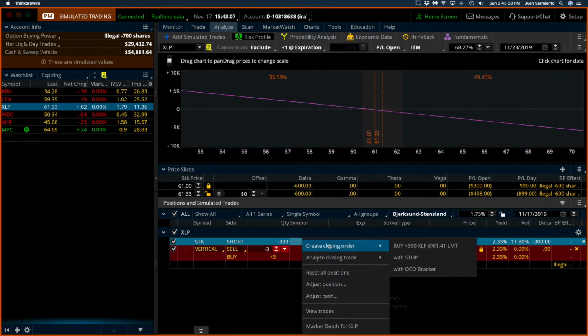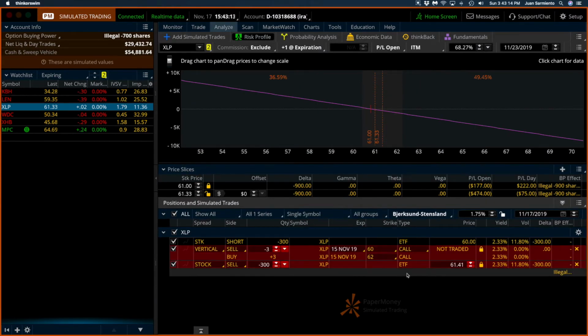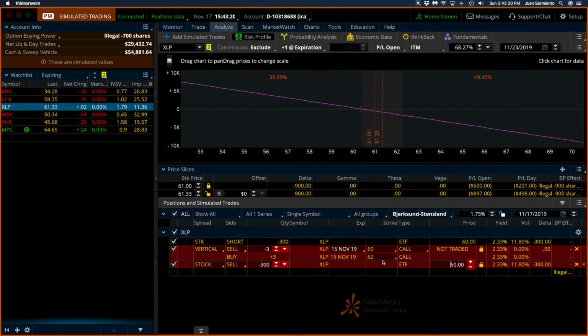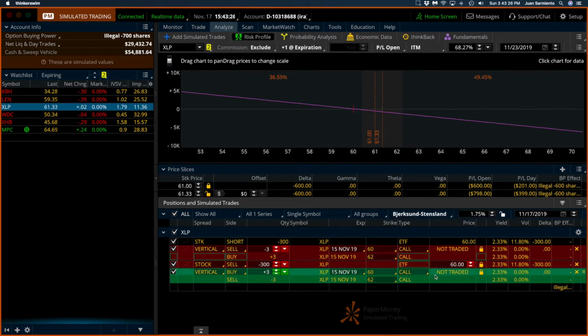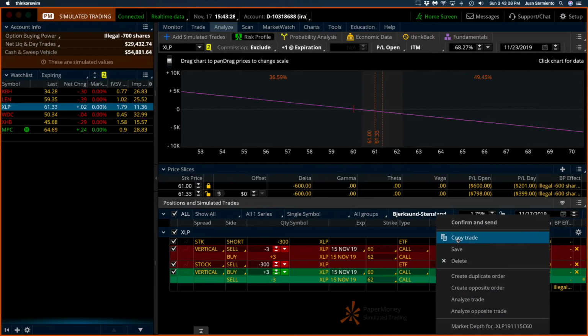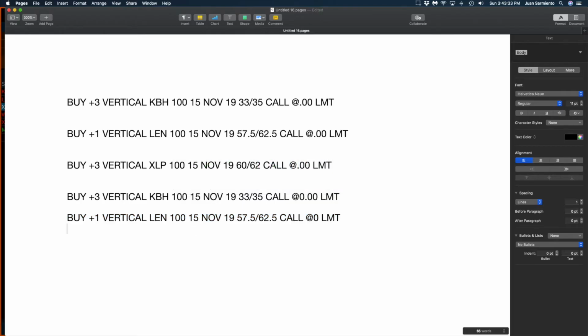We can say analyze closing by, analyze the opposite. Okay, so 300 shares. What price did it get filled? At $60. And we're going to close this vertical spread, analyze opposite, copy that, take it to the word processor, and put 0 instead of 1.